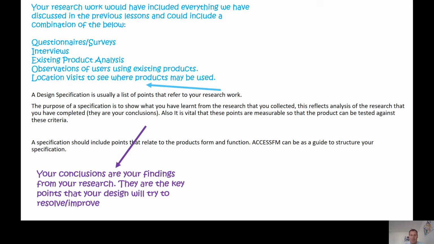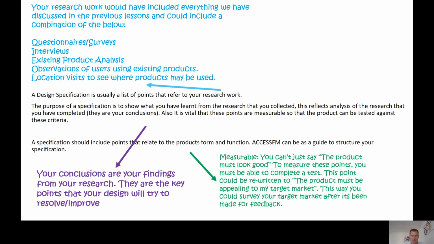Now, Access FM is something that we really use as a guide to structure your specification. Okay, now Access FM is an acronym that's used to help you remember all the points. Okay, so we'll go through those next one. Just quickly on what's measurable. Okay, really important. You can't just say the product must look good. Okay, because that's different people's opinions. To measure this, it could be rewritten so the product must be appealing to my target market. Okay, this way then at the end, once you've completed your design work, you could show them your design ideas, let them have a look at them, get the feedback.